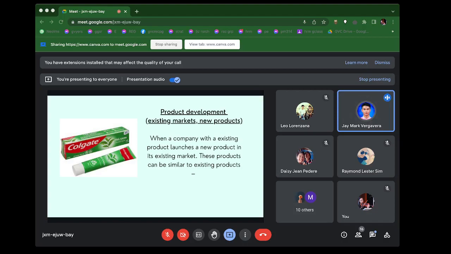So next is the product development or existing market and new products. Product development is when a company with an existing product launches a new product in its existing market. These products can be similar to existing products. For example, if Colgate Palmolive were to launch a new flavor of toothpaste, they are already in the same business, and adding new toothpaste could help them to get new customers or entice their existing customers to try the new flavor.